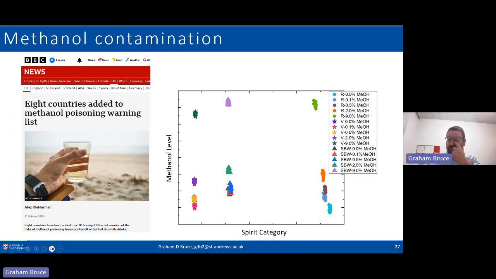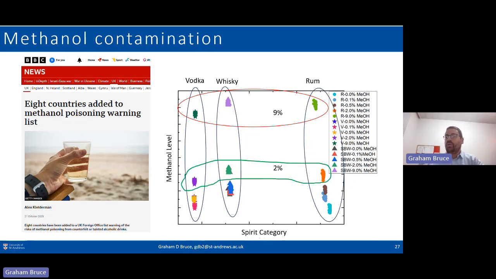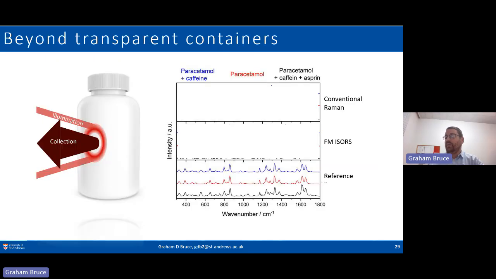As I mentioned at the start, methanol poisoning is a big issue. This graph here shows what we can do. So along the horizontal columns here, we actually have the spirit category. So we've identified whether we have a vodka, a whiskey, or a rum. And along the vertical, we've also been able to identify what is the quantity of methanol that's inside that drink. So if there was 9% methanol, that's a highly toxic drink. 2% is around about the guideline upper limit for human safe consumption, and we can identify lower concentrations as well.